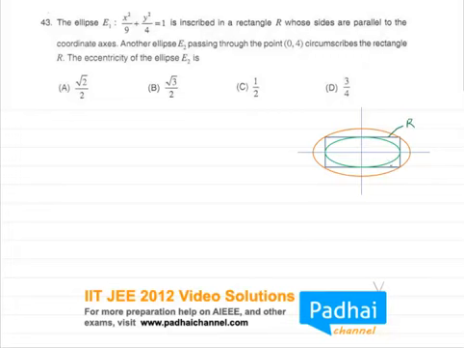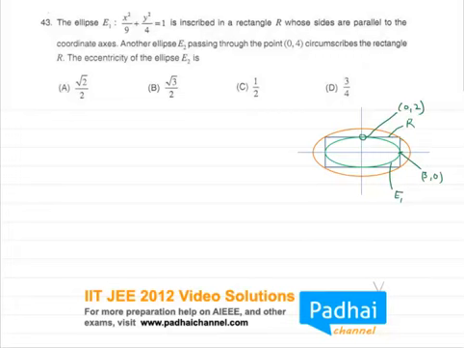This is the inscribed ellipse that I have drawn in green. This is your E1, and its sides are parallel to the coordinate axes. So that means the rectangle has its sides parallel to the x-axis and y-axis. And obviously, if this is an ellipse, this becomes the major axis, so this point will be nothing but 3, 0. And this point over here will be 0, 2.